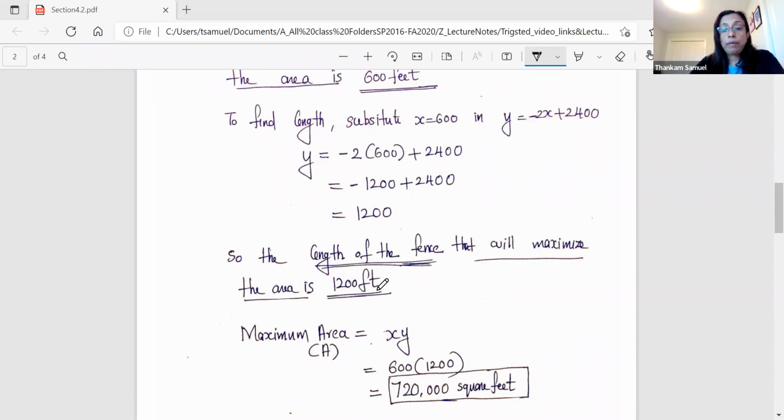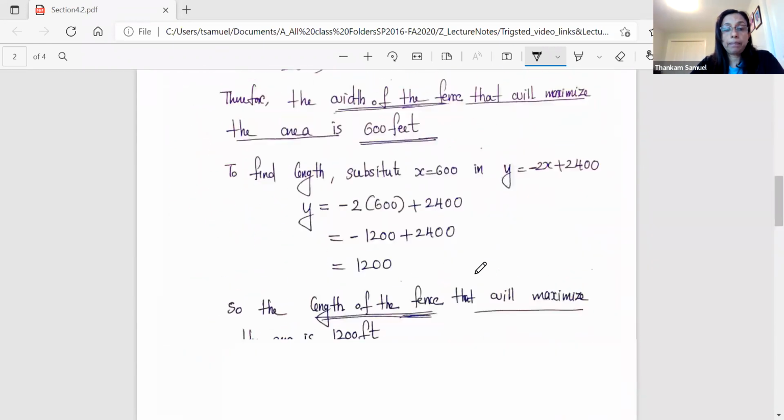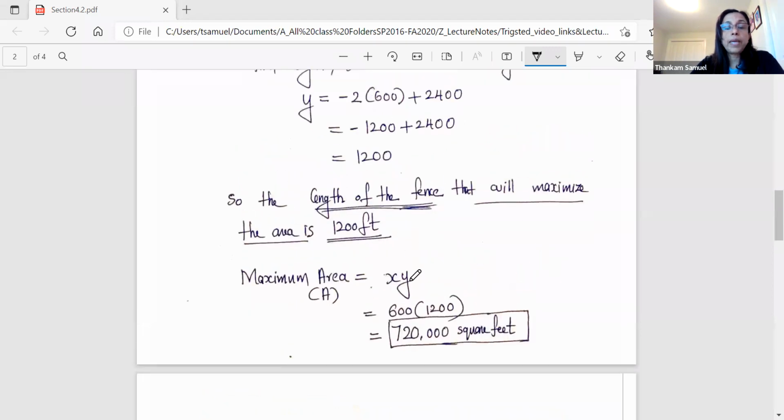The final part of the question is, what is the maximum area? The maximum area is x times y, that is width times length. Our width is 600 times length 1,200. So you will get 720,000 square feet. That is the maximum area. Okay, so hope you got this application problem.